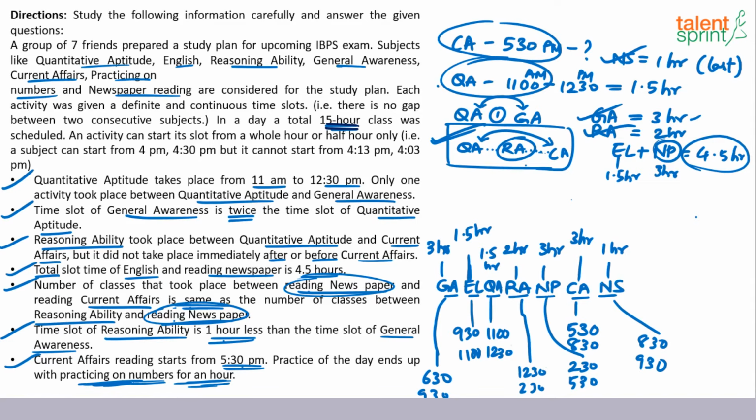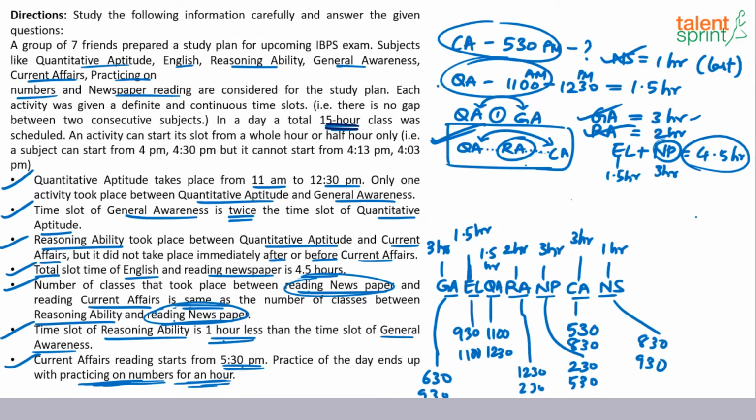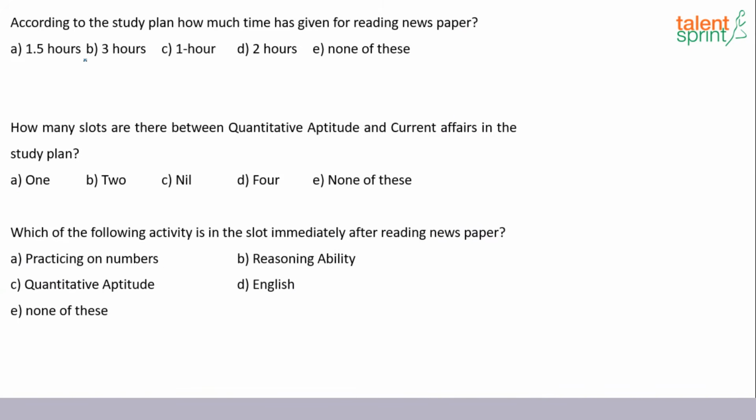Now you can answer the questions very easily. Quickly go through the questions. First one: according to the study plan, how much time has been given for reading newspaper? Reading newspaper is 3 hours. Yes or no? Newspaper 3 hours. So that's your answer, 3 hours.